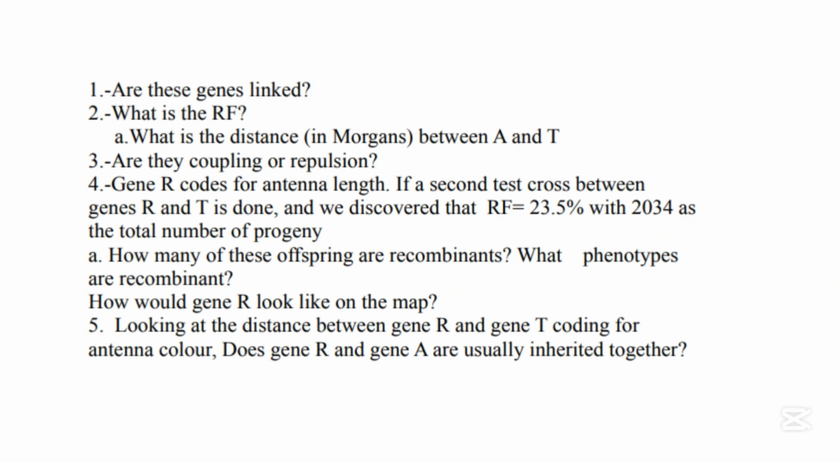And since gene R codes for antenna length, if a second test cross between R and T is done, and we discovered that the recombination frequency is 50%, with 2034 as the total number of progeny, how many of these offspring are recombinants? What are the phenotypes of the recombinants? And looking at the distance between gene R and gene T, coding for antenna color, are genes R and gene A usually inherited together?